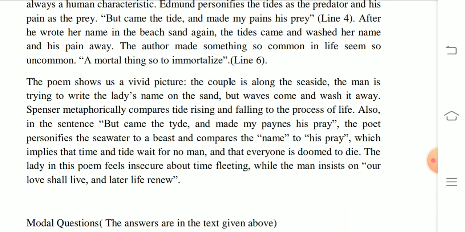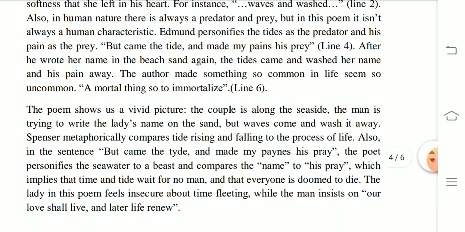The author made something so common in life seem so uncommon, a mortal thing so to immortalize. The poem shows us a vivid picture. That is, the poet makes use of symbolism, images. The couple is along the seaside, the man is trying to write the lady's name on the sand, but waves come and wash it away. Spenser metaphorically compares the tide rising and falling to the process of life.